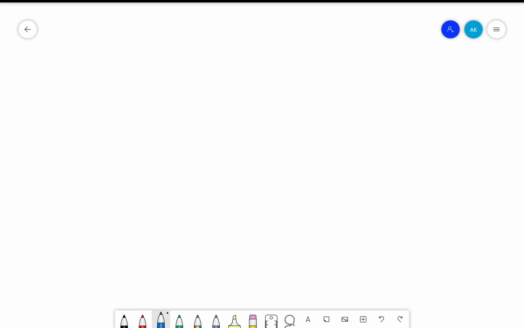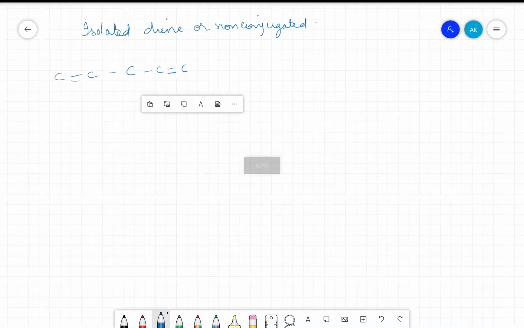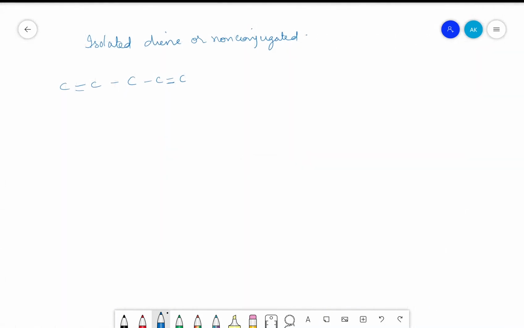The next one I'm going to discuss is isolated diene, which is also called non-conjugated diene. We're going to take the same 5 carbons, 1, 2, 3, 4, and 5. If you have a double bond here, then the next double bond will be here. There is no alternating double bond, single bond, single bond, and double bond. So this is not conjugated. That is why it is called a non-conjugated diene or isolated diene.